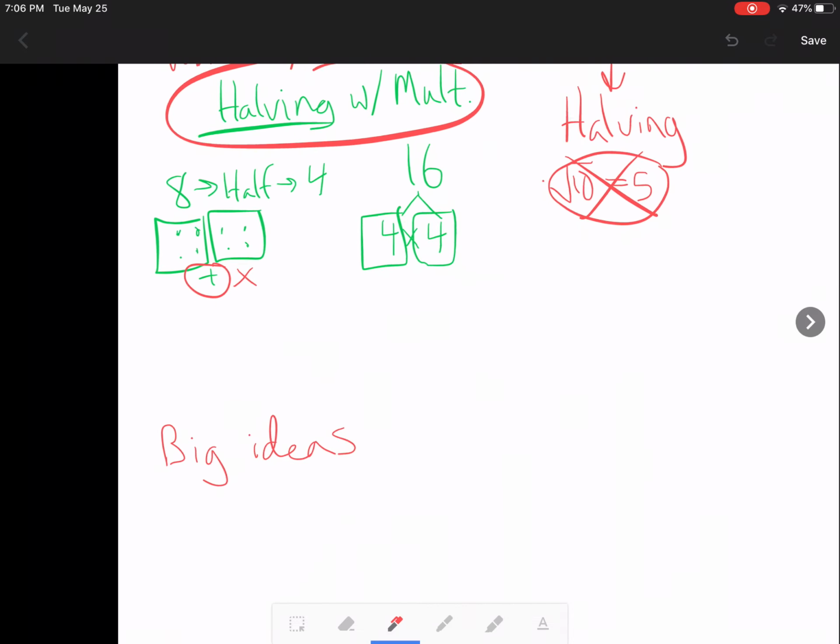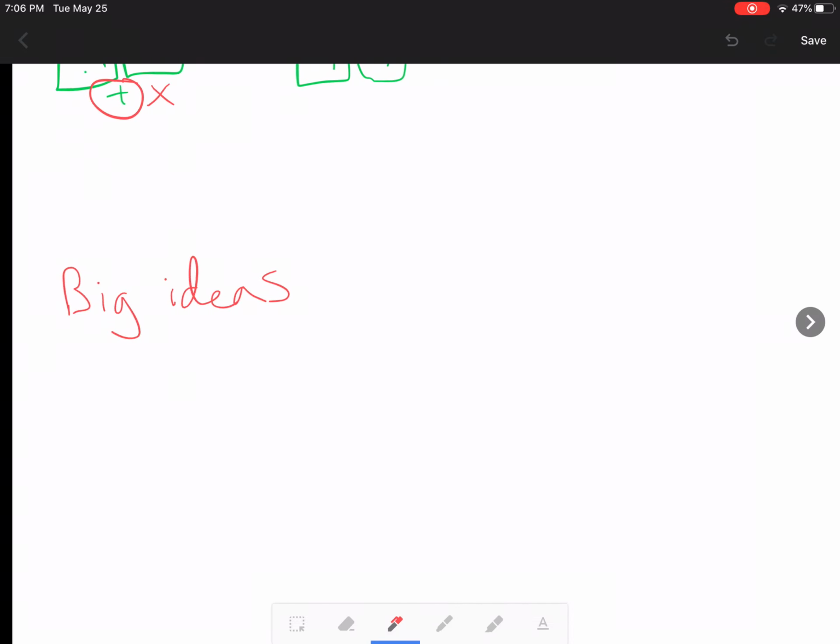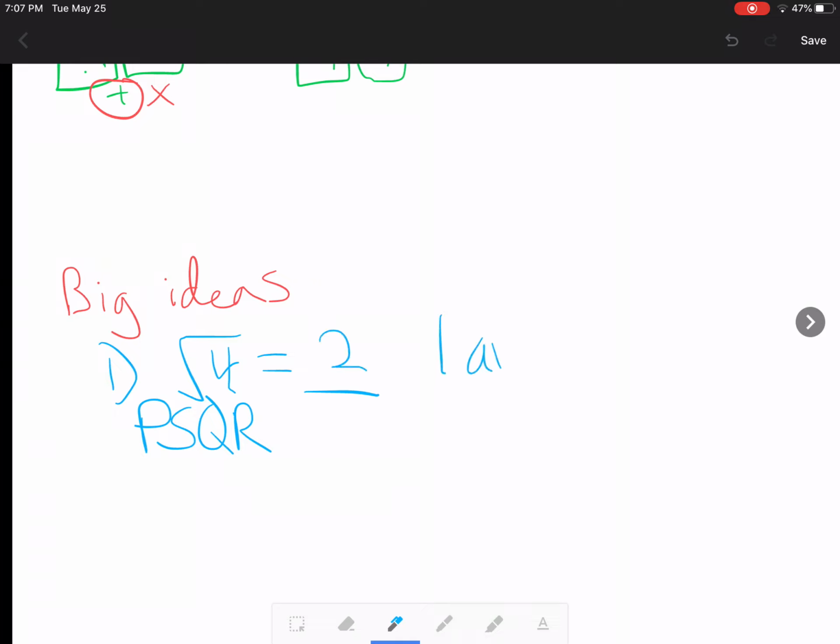Now, let's talk about a couple big ideas related to square roots. First of all, we have two types of problems. One type of problem we're going to see is the square root of some number, like 4, equals something. If this is the case, this is what we call the principal square root, which I'm just going to abbreviate PSQR. We're only going to get one answer from this, and that's the big takeaway. This only works when we're dealing with positive numbers.